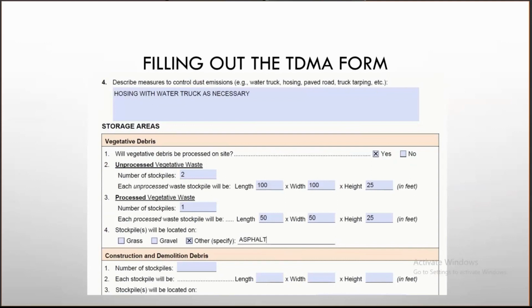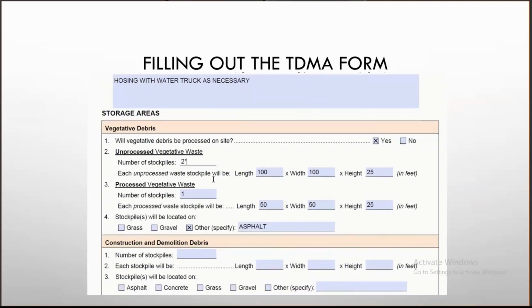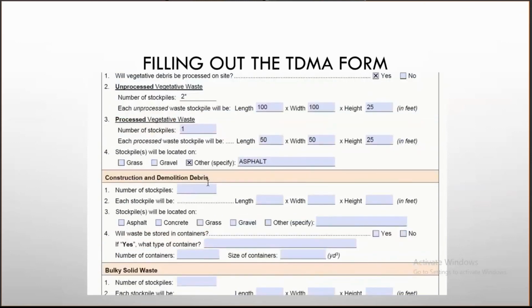Now, if you're going to have more than one stockpile and your stockpile sizes are going to be different, I'll show you at the end where you would list the additional stockpiles. What I usually do is put like 2 stockpiles and then put a little asterisk to denote that I need to look at the bottom of the form to see all the stockpile sizes listed. Then you're just going to go through and fill these out accordingly.